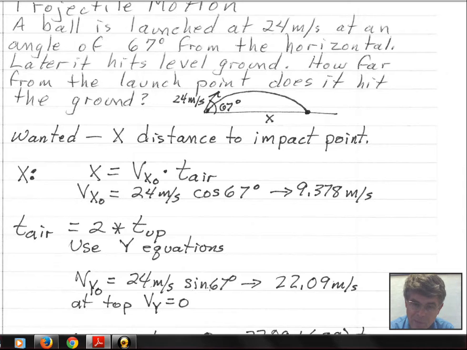We need the initial component of the velocity in the vertical direction. And of course, the sine function enables us to calculate that. Again, refer to the right triangle that you draw. And the side opposite the 67 degrees is the vertical side of that right triangle. And we have 22.09 meters per second in the vertical direction. That's the initial y velocity. At the top, for an instant, the y velocity is 0. So that's going to be our stopping point for our calculation.